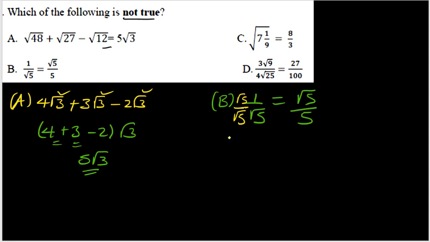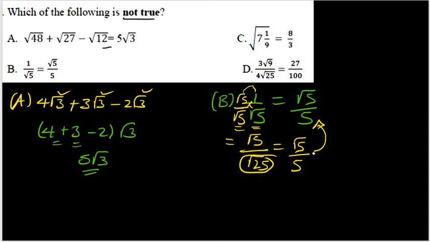Then let us see the result. When you multiply, radical 5 times 1 will be radical 5, remaining as it is. And radical 5 times radical 5 will be radical 25. You know, radical 25 means it's 5. So this will be written as radical 5 over 5, which is the same as the right hand side. That's correct. The other way: 1 over radical 5 is equal to radical 5 over 5. This is what we want to show.